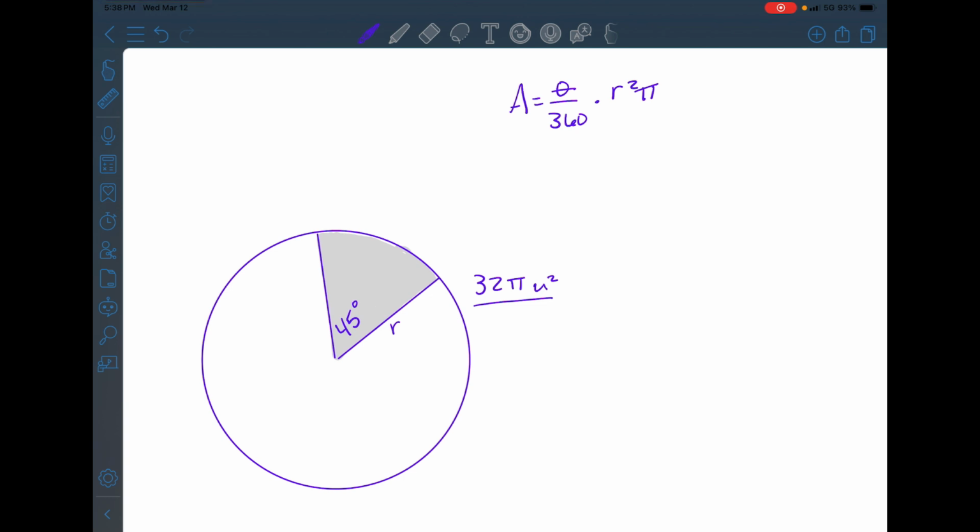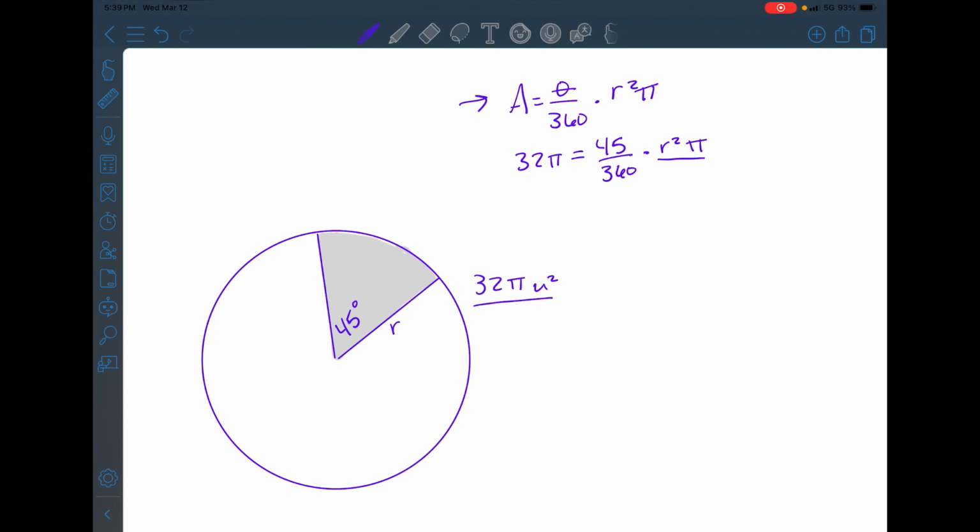So we're going to put it into our area formula. A is 32 pi. And then our theta is 45. That's our central angle. Here's our portion of the circle fraction. And we don't know what our radius is. So now we have to undo the right side to be able to solve for r. I'm going to keep this right here stuck together as long as I can. Whatever's with what I'm trying to solve for, I'm going to keep it together until the last minute.